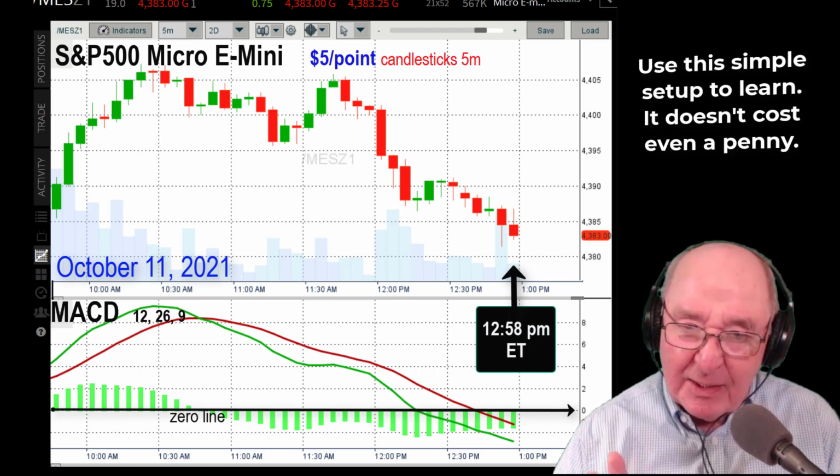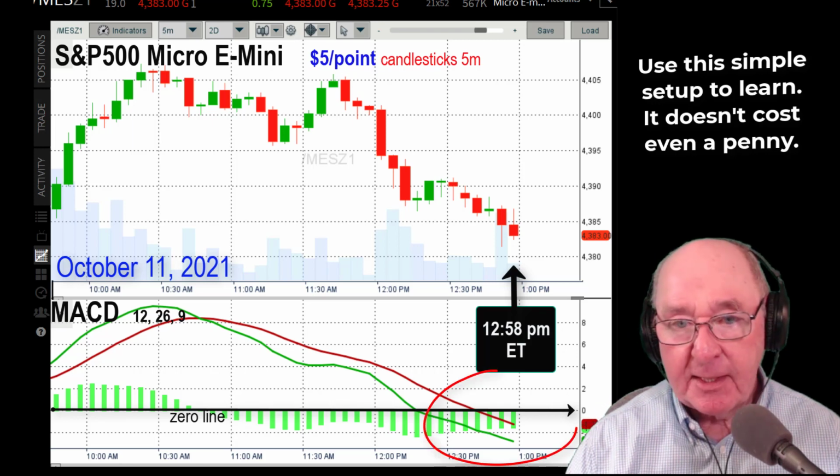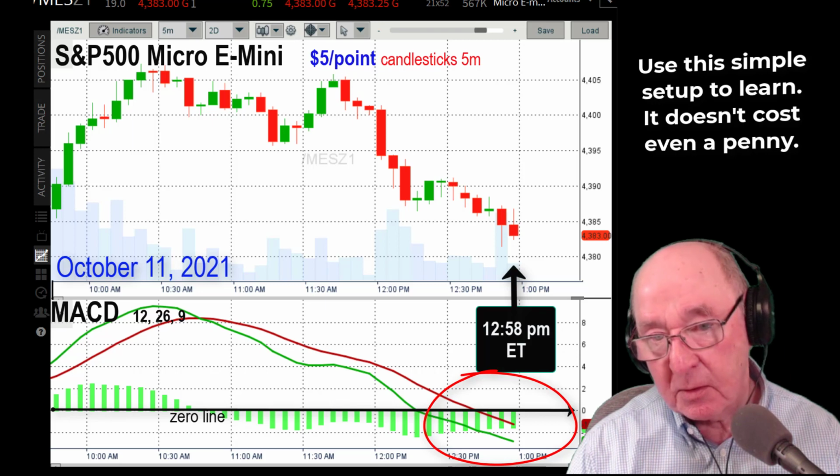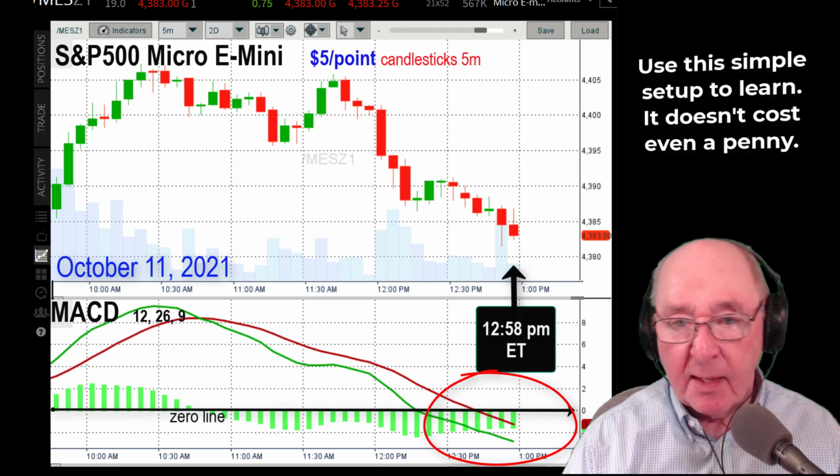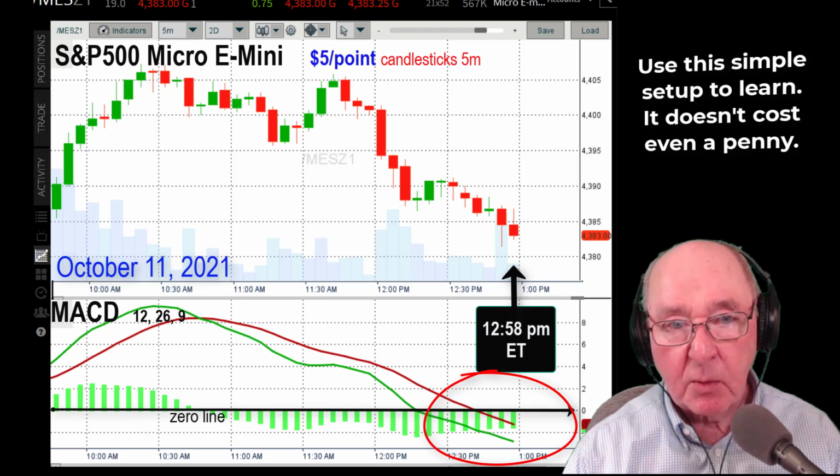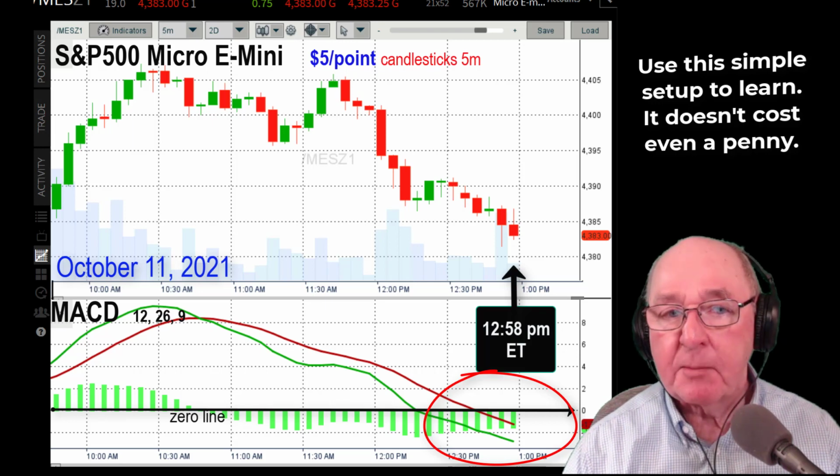And if you look down in the MACD at the bottom of the screen there in the red circle, you'll see the green line below the red line, and both going below the 0 line. But it's pretty important, too.